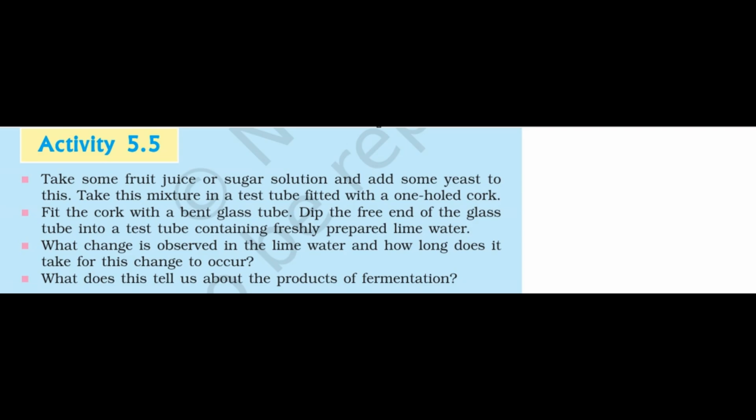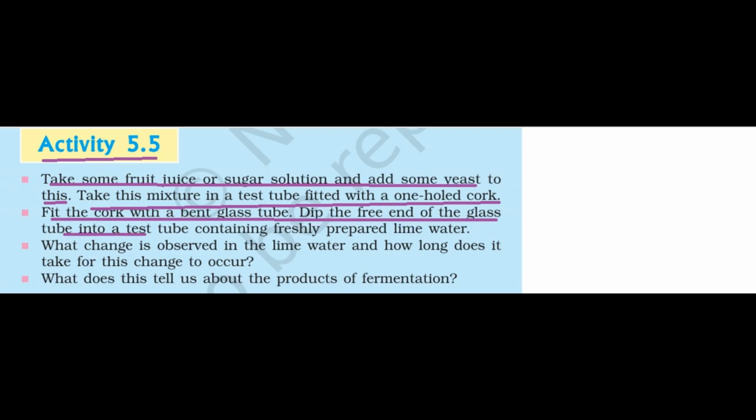Now this is the next activity, activity 5.5. Take some fruit juice or sugar solution and add some yeast to this. Take this mixture in a test tube fitted with a one-hole cork. Fit the cork with a bent glass tube. Dip the free end of the glass tube into a test tube containing freshly prepared lime water. So we will see how it looks.